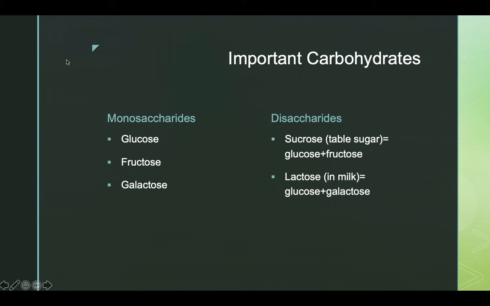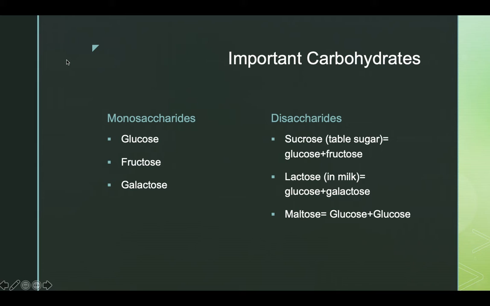Lactose, which is in milk, you've probably heard of people being lactose intolerant. That's glucose plus galactose. And last but not least, maltose is glucose plus a glucose. So it doesn't have to be two different monosaccharides to make a disaccharide. It's just two monosaccharides that are combined together to make a disaccharide.